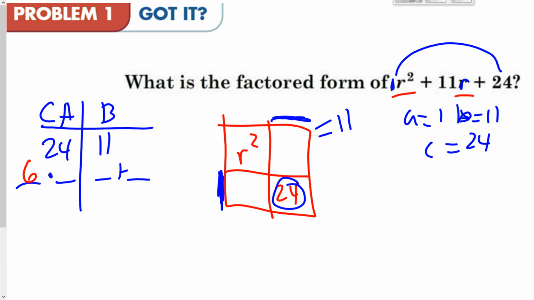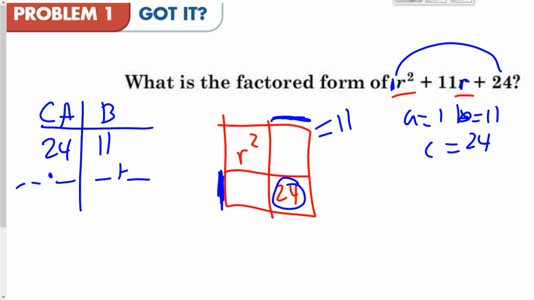So that would be 6. And well, you can pause the video if you need to. Okay, so you can try 6 and 4, right? So 6 and 4, but 6 and 4 multiply to 24, but 6 plus 4 is not 11, right? That's only 10, so it can't be 6 and 4. So we got to try again, and that's okay.